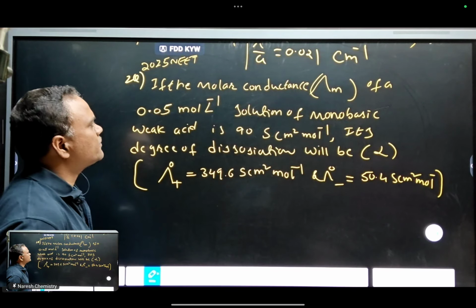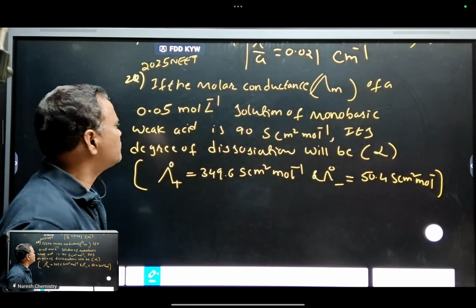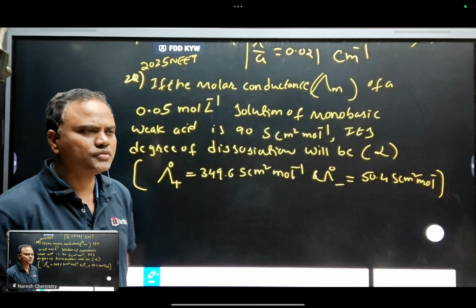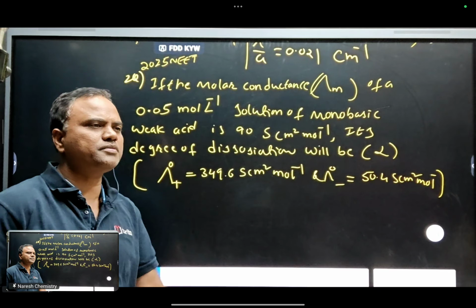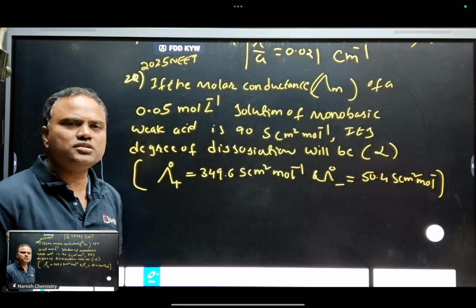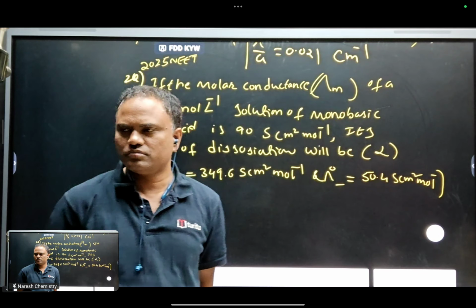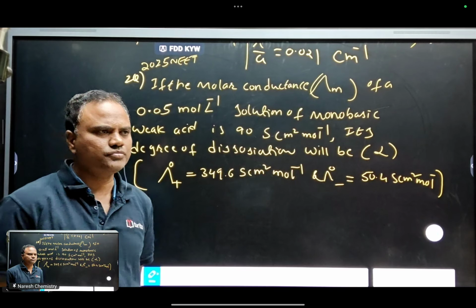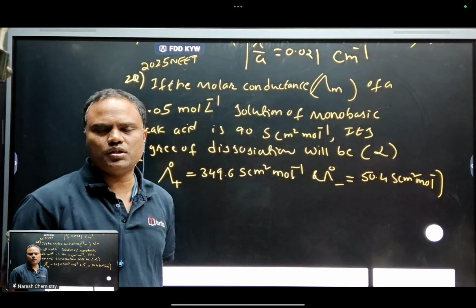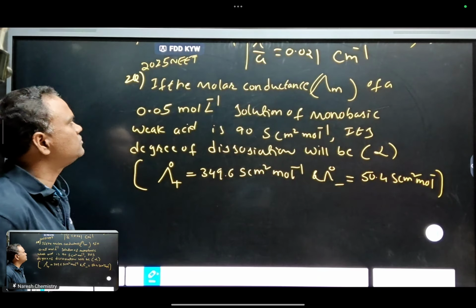The molar conductance is given to us, for a weak monobasic acid. That is the Kohlrausch law; its purpose is to find the value for a weak electrolyte. Monobasic acid means it releases one H plus ion. Acetic acid is a weak acid and monobasic, because it releases one H plus ion. So a monobasic weak acid means indirectly acetic acid is given.